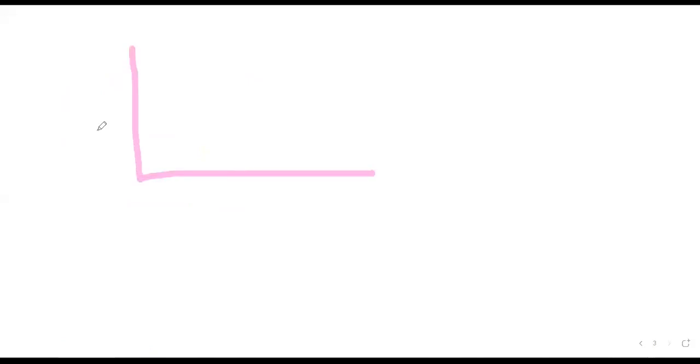Simply implies that this indifference curve 1, indifference curve 2, indifference curve 3, this one has a higher utility. For instance, this is 10, this is 15, this is 20.